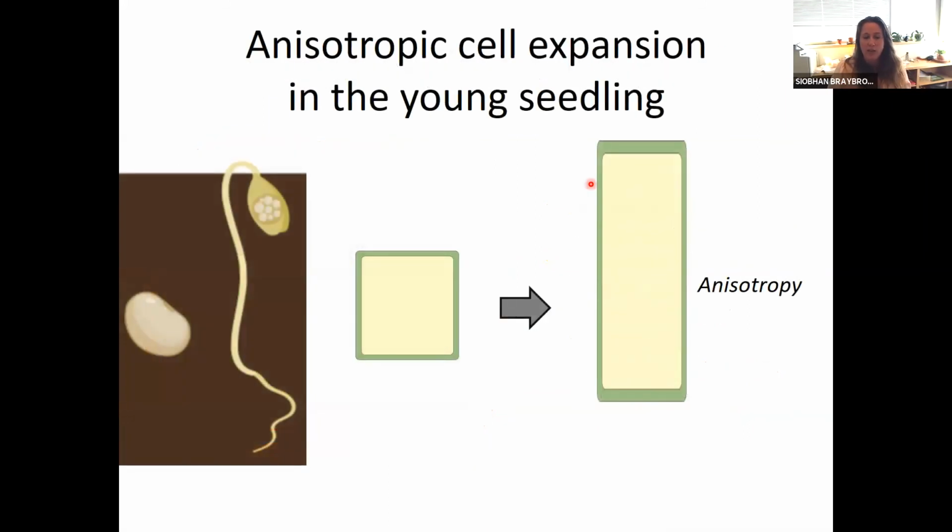So my short example here is about how we take a relatively square cell and get it to elongate more in one direction than another. And this is really important for young seedling emergence from the soil, but actually in a lot of other contexts in plant growth as well.